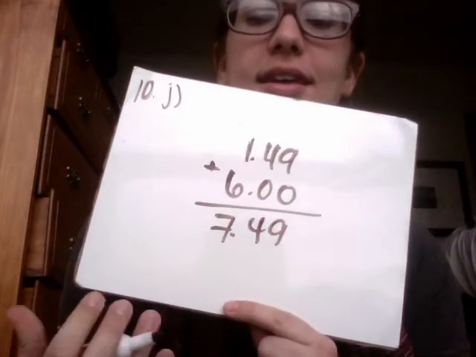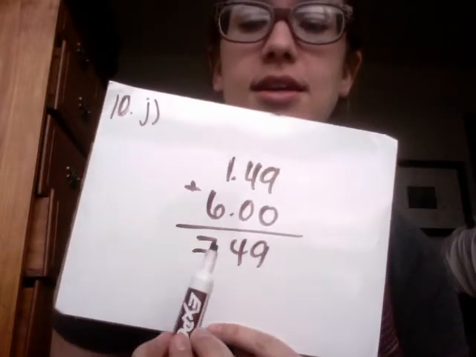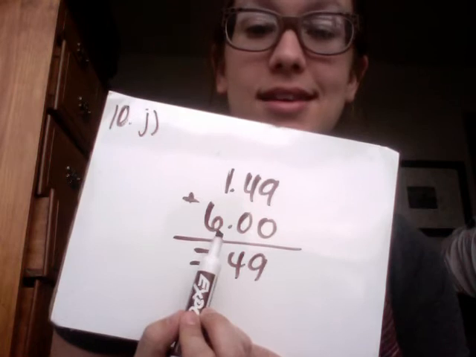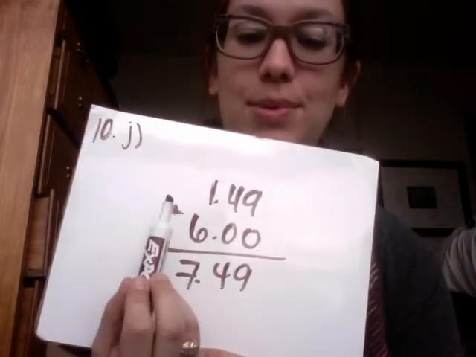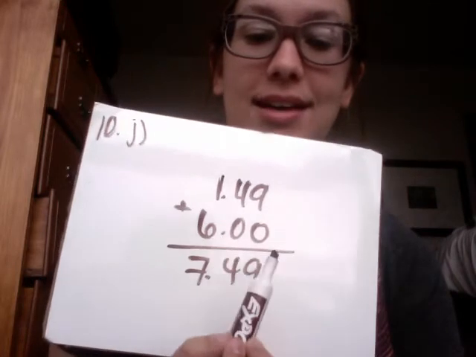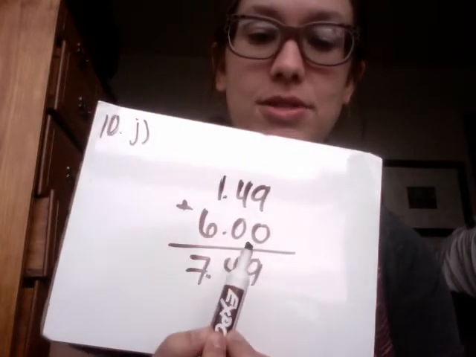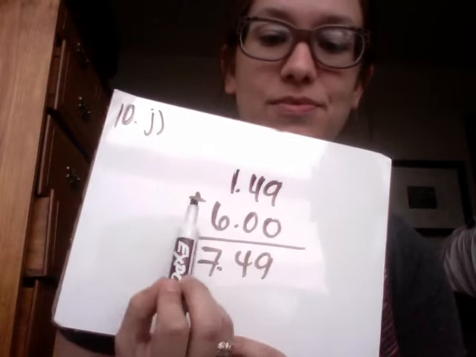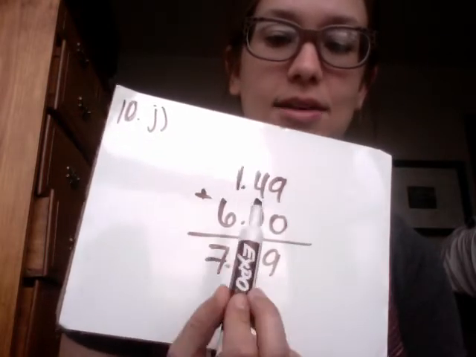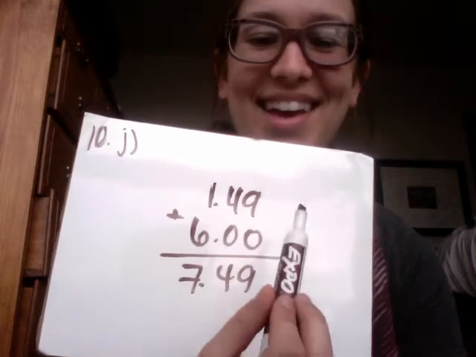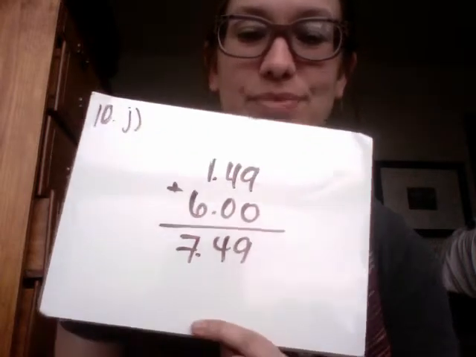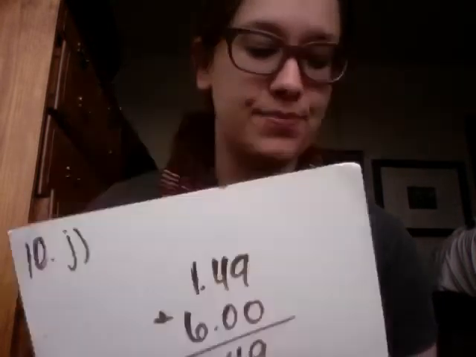The important thing, just like the first one, since 6 is in our ones place, is to make sure we keep it in our ones place. I went ahead and added my zeros so I wasn't confused. Then it becomes 9 plus 0 is 9, 4 plus 0 is 4, and 1 plus 6 is 7. So the answer is 7.49. Pretty easy. Let's do K.